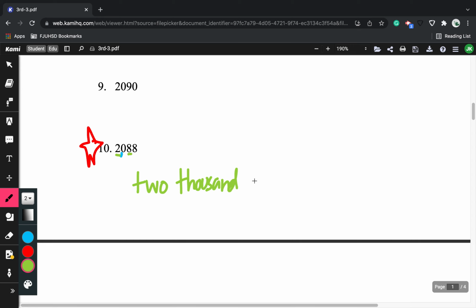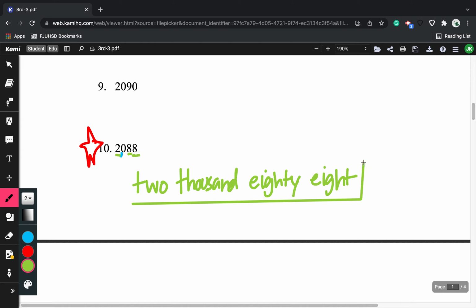So this is 80, because the 8 is in the tens place, so it's going to be 80. And then 8 is in the ones place, and just 8. And that's it. Very simple.